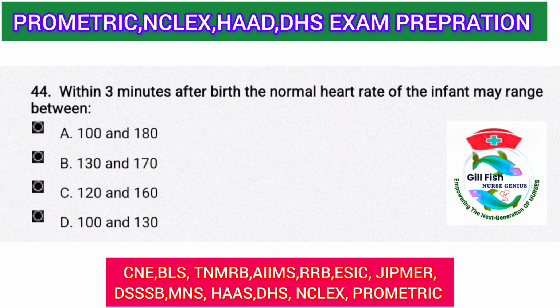Within the 3 minutes after birth, the normal heart rate of the infant may range between: option A 100 to 180, option B 130 to 170, option C 120 to 160, option D 100 to 130. So what is the correct answer here for the infant? Within the 3 minutes after birth. That means it's a newborn only. Option C, 120 to 160 beats per minute, will be the correct answer.